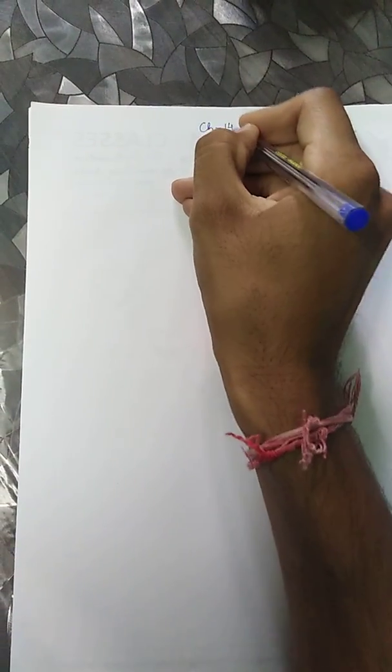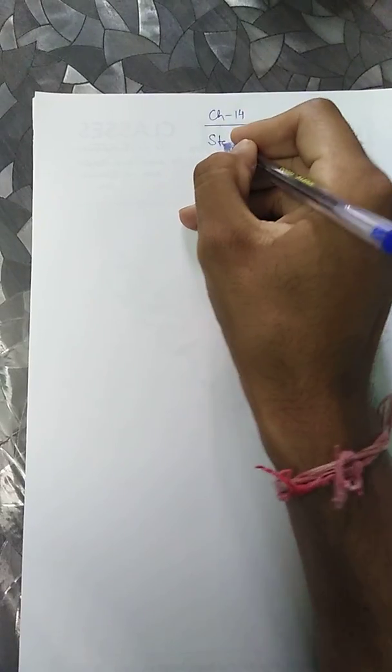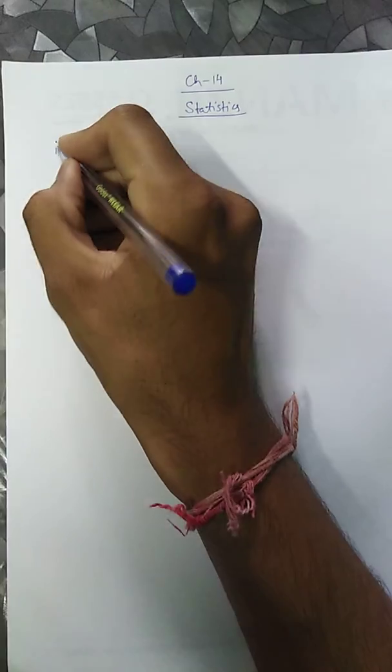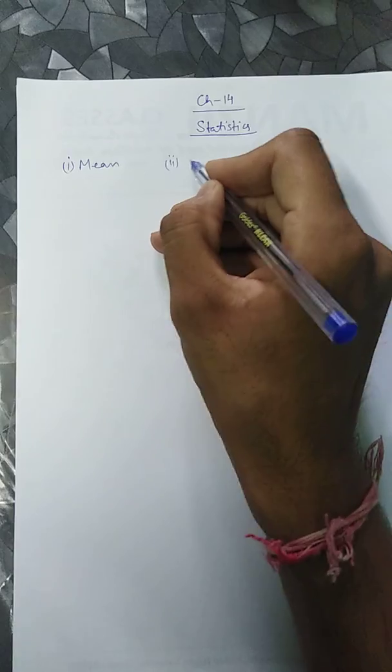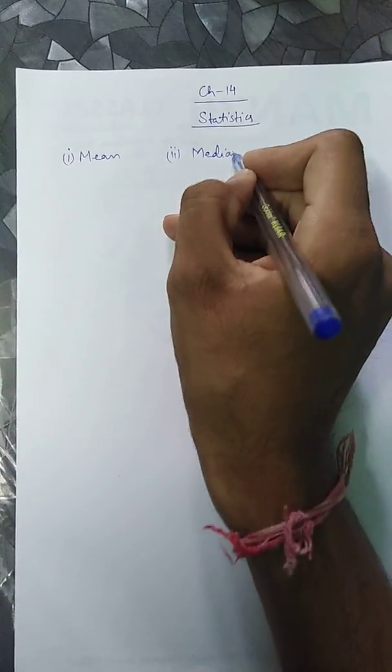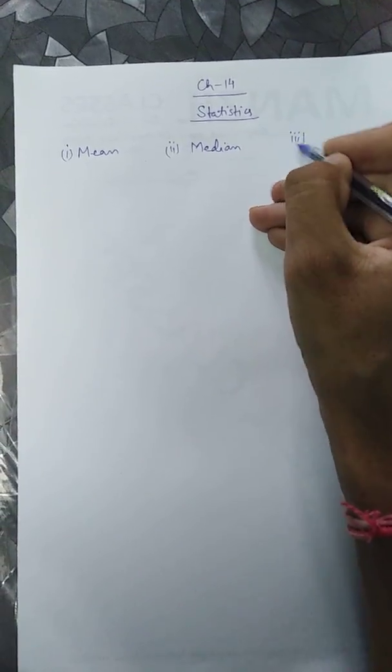Chapter 14, Statistics. You have learned something about this chapter in your previous classes also. Let's at first understand what we have to study here in class 10th in statistics. The topics are: first, mean; second, median; third, mode; and fourth, ogive.